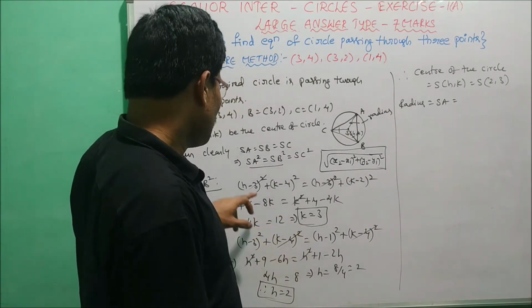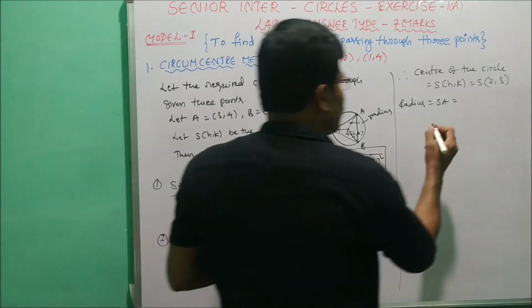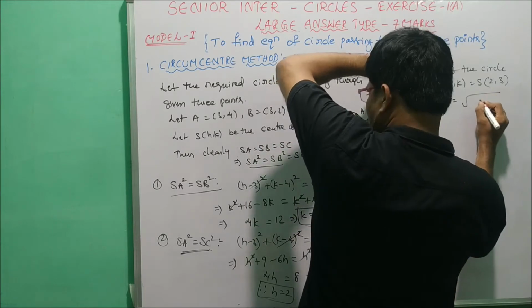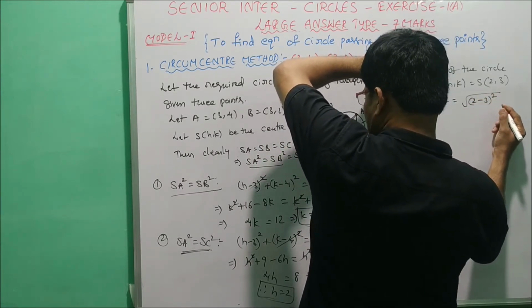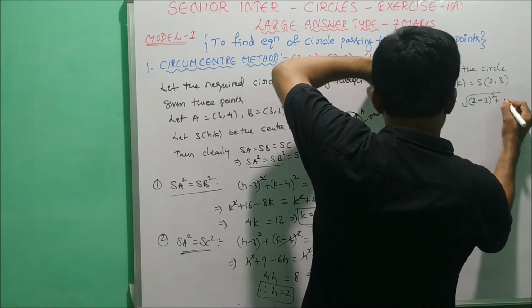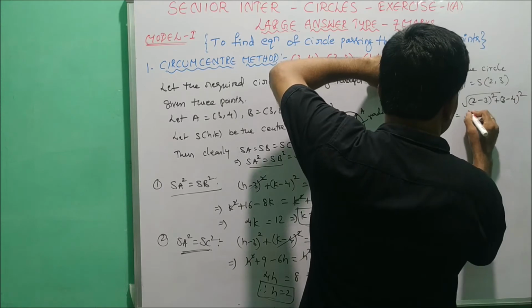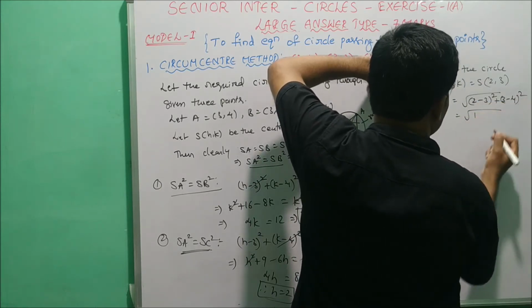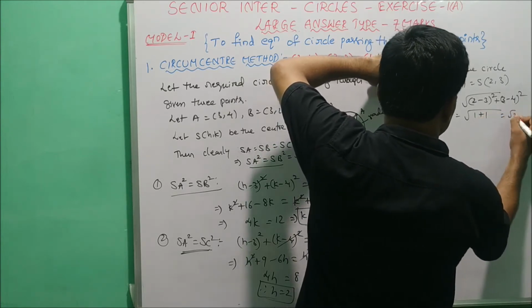SA means square root of (H minus 3) whole square plus (K minus 4) whole square. (H, K) means (2, 3). So square root of (2 minus 3) whole square plus (3 minus 4) whole square. In this it can be simplified: (2 minus 3) whole square means 1 square, that is 1. (3 minus 4) whole square means 1, that is root 2.